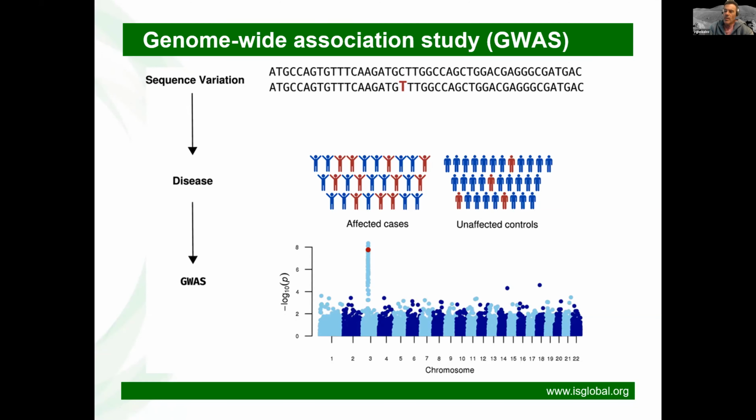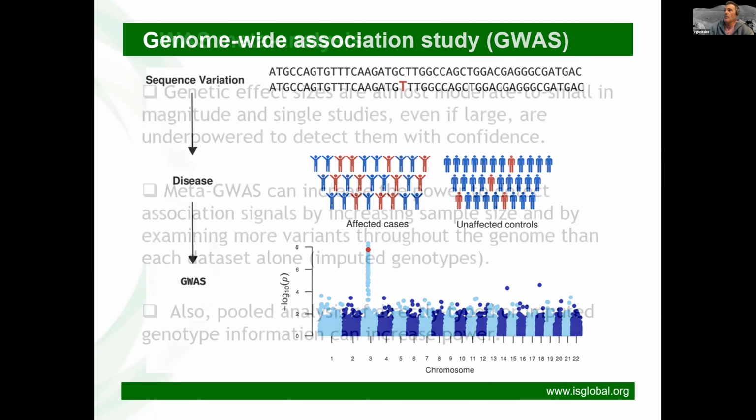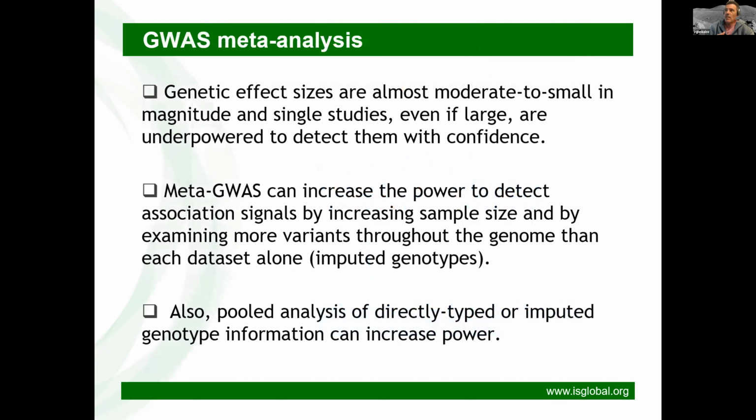At the end of the day, we obtain this Manhattan plot that shows the p-value obtained for each of these SNPs across the genome. In that case, for example, this dot corresponds to this comparison, and here we can see that this SNP is highly associated with the disease. The problem is that in GWAS studies, the effect sizes are moderate to small in magnitude, and that's why most of the existing GWASs are not well powered. What people are doing so far is just combining GWAS data from different cohorts or studies, and this is what is called meta-GWAS.